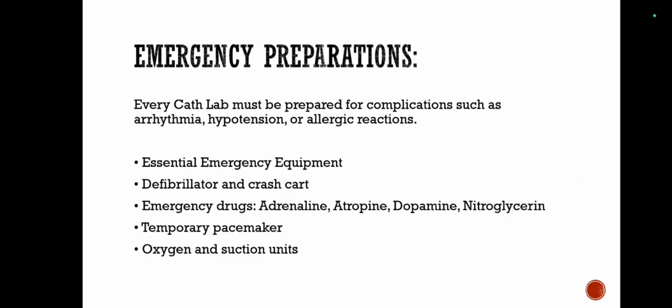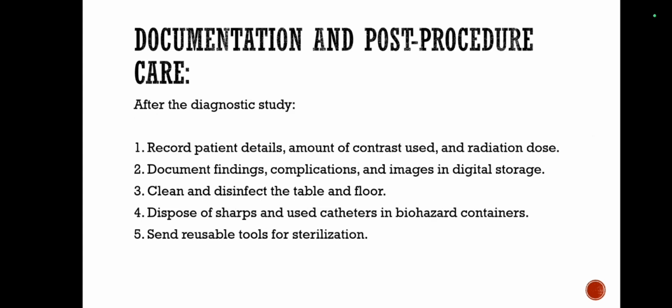Emergency preparation. So usually the cath lab has some emergency supplies like a defibrillator, crash cart, emergency drugs like adrenaline, atropine, dopamine, temporary pacemaker, and also oxygen and suction units.